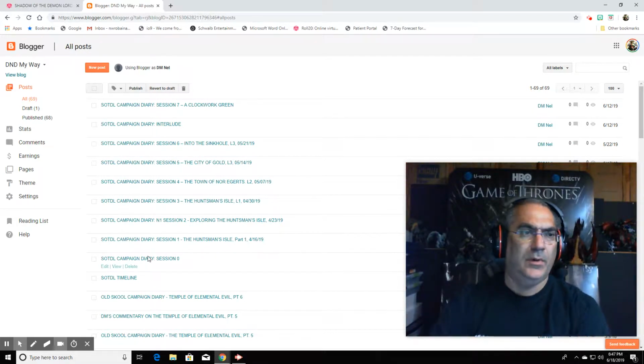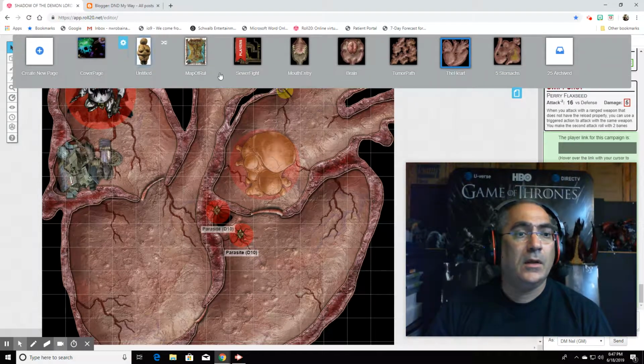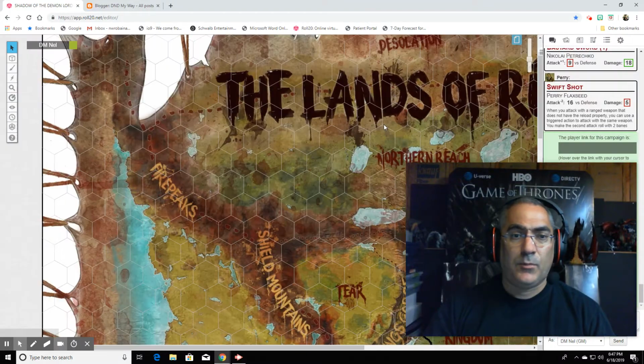I should have the map up here, but actually I can put the map up. Here we go. Don't pay any attention to that. That's just a map that I'm doing for my next game that I'm running in a couple weeks.